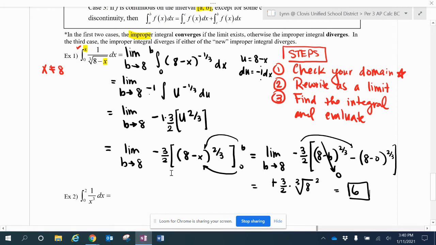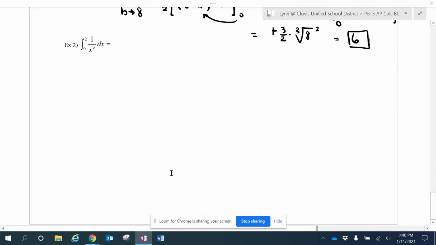All right, so let's go ahead, and I think we have just one more here, so let's do this one. And this one I won't graph in Desmos, you can do that. So again, I check my domain. I know if I look at here, x cannot equal 0, because then I would be dividing by 0. And so this is an improper integral, so I'm going to rewrite that as a limit.